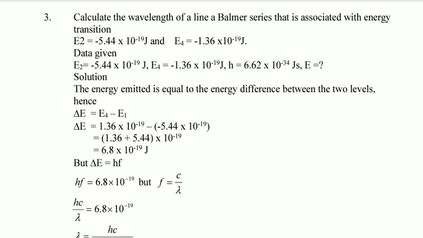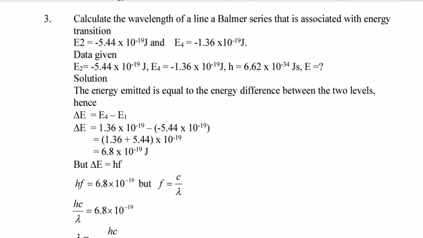Another example here, example 3: calculate the wavelength of a line in the Balmer series that is associated with an energy transition. Energy 2 is equal to that one and energy 4 is equal to that one. So here there are two energies, energy 2 and energy 4. Remember, the energy of an electron increases as it is moving away from the nucleus. What I mean is that an electron in the fourth shell has a smaller attraction to the nucleus as compared to the electron in the second shell.